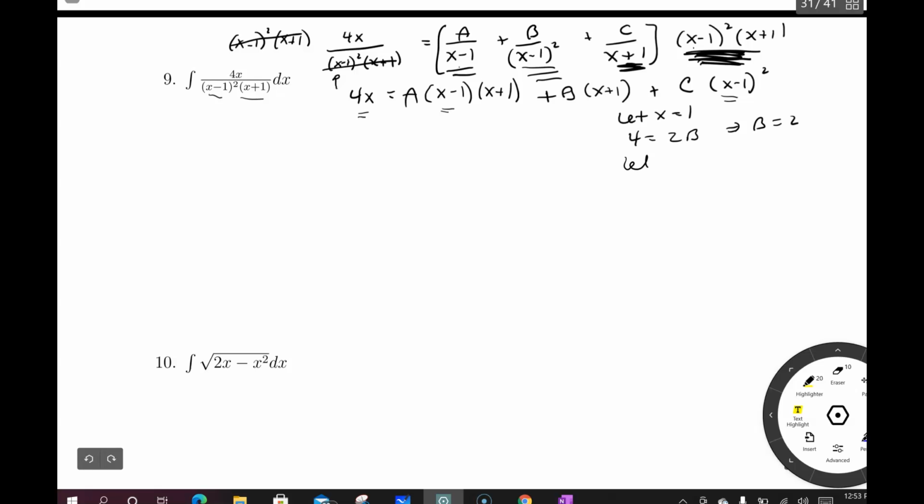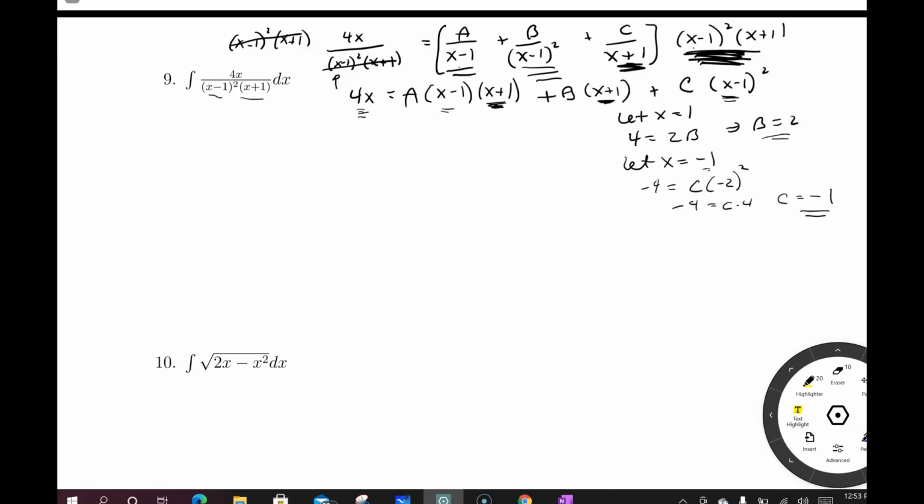All right, so now let's let x equal negative 1. Choosing negative 1 because that will make this and this 0, and that's what I want. I want to zero out some terms. So letting x equal negative 1 on this side, I get negative 4. Letting x equal negative 1 in here, this is the only one that's not 0, I'll have negative 2 squared. So that gives me a 4. So negative 4 equals 4 times C, so C must be negative 1.